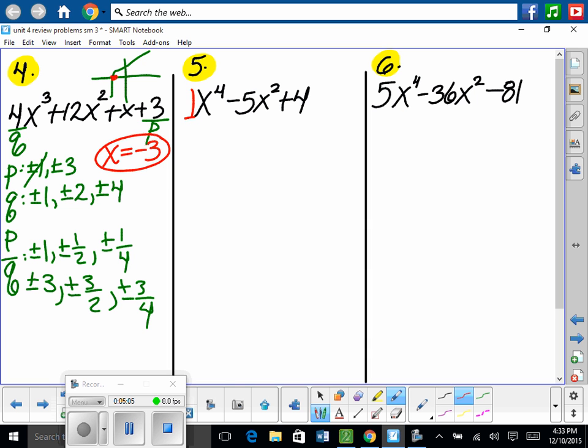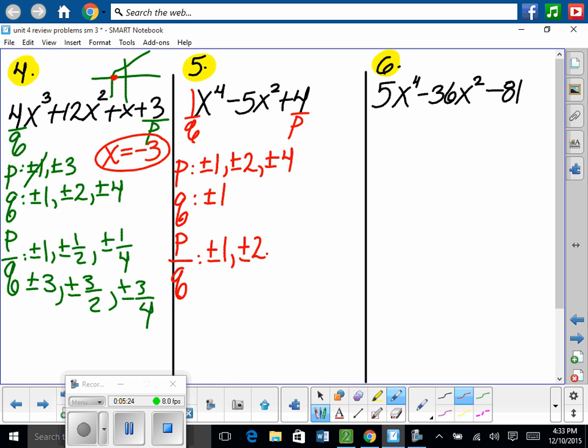This is our q, this is our p divided by q. The possible values of p are plus or minus 1, plus or minus 2, plus or minus 4, and q's are plus or minus 1. So all possible p over q's are plus or minus 1, plus or minus 2, plus or minus 4. Then you graph it in your graphing calculator, and on number 5, it's crossing in many places.